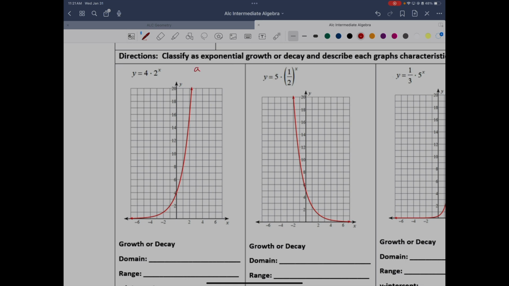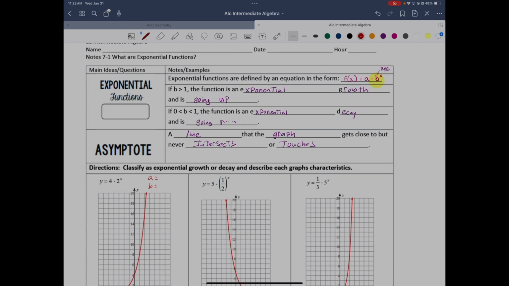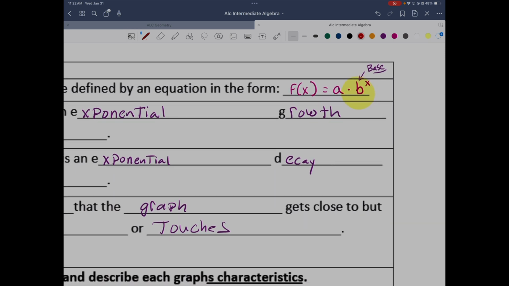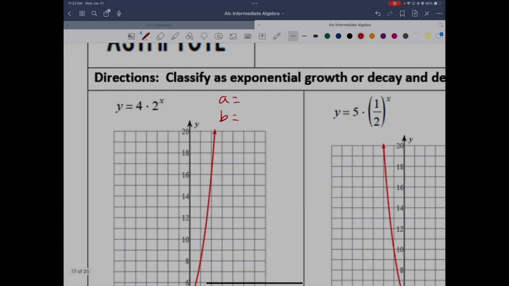I'm going to list my A value and my B value. From the definition up at the top, A is the number that's out front, and then our B is the part that's being raised to the exponent. So if I look at this example, the 4 is my A value. We'll talk more about what that 4 means tomorrow. It actually plays a big part in graphing this, but that's not something we're going to talk about today. My B value is 2.